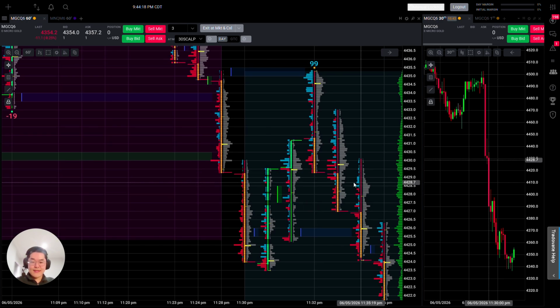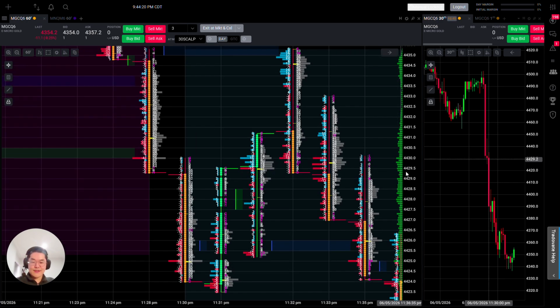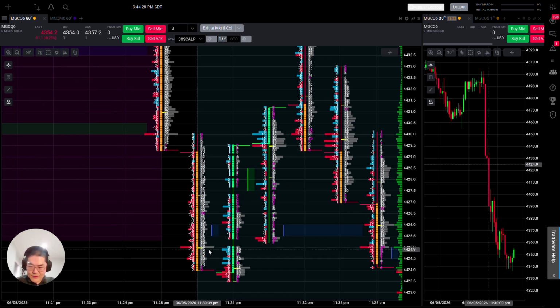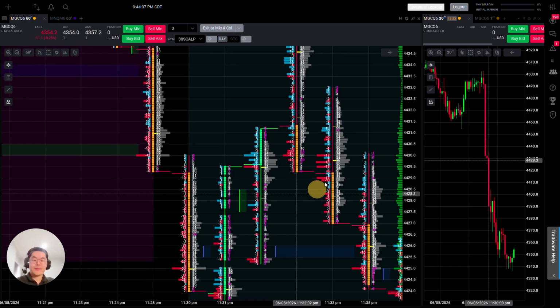Next, we can zoom in on this chart to really see the actual numbers being transacted. You can see 50 more sellers were there, and there's 64 contracts traded altogether, meaning only 14 buyers to 50 sellers.